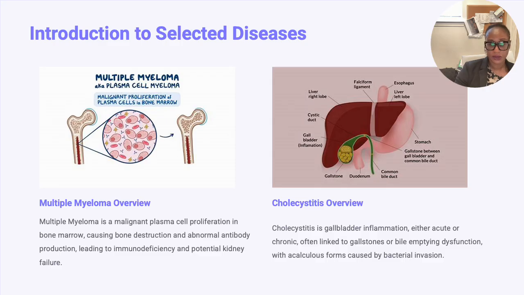Just to take a look at the cholecystitis overview, we have a picture of the gallbladder and the liver, just anterior to the stomach. Cholecystitis is a gallbladder inflammation. It's chronic and it's often linked to gallstones or bowel emptying with a calculus form caused by bacterial invasion. And of course, I will go in a little bit more depth pertaining to both.